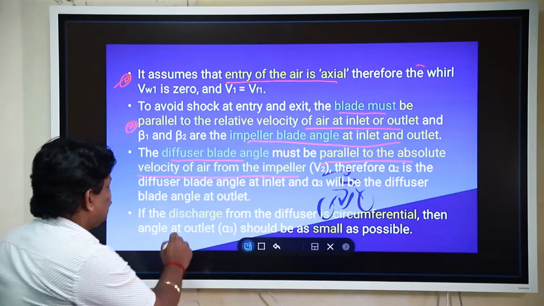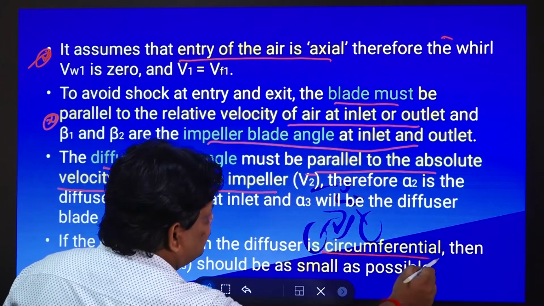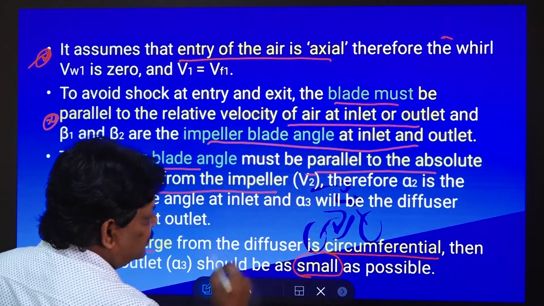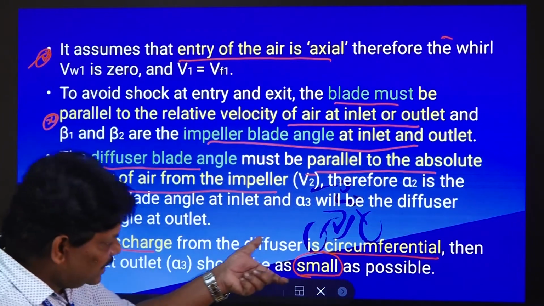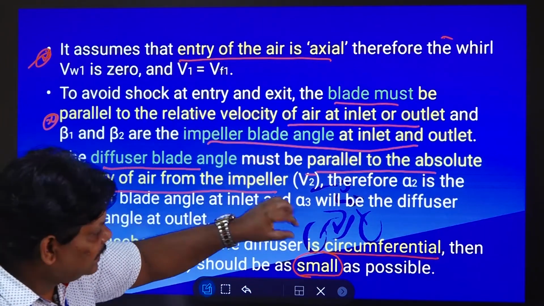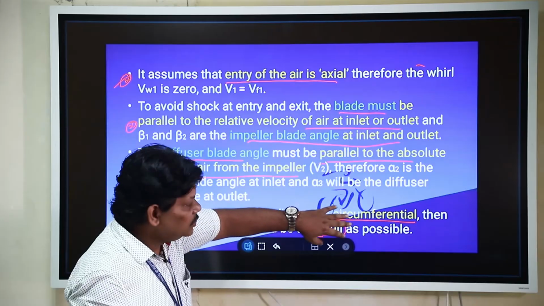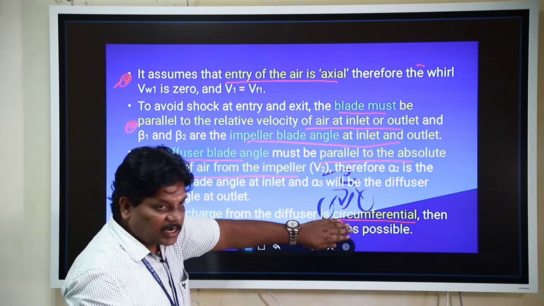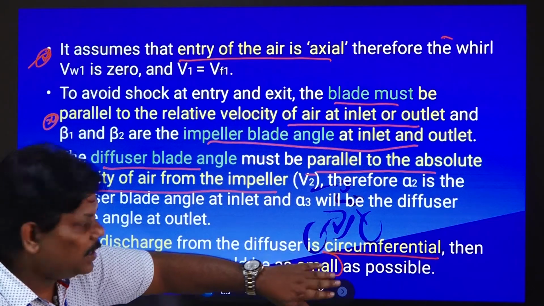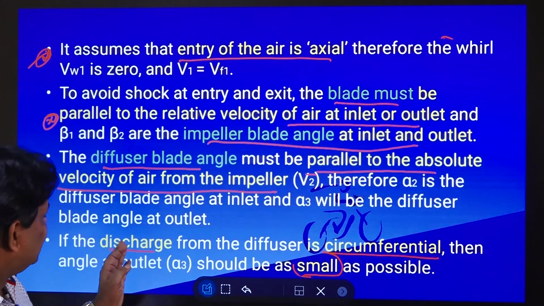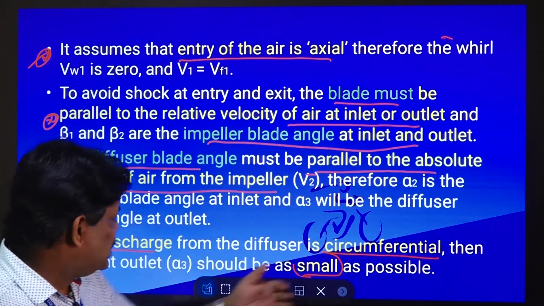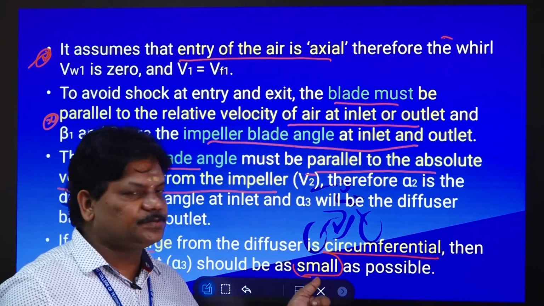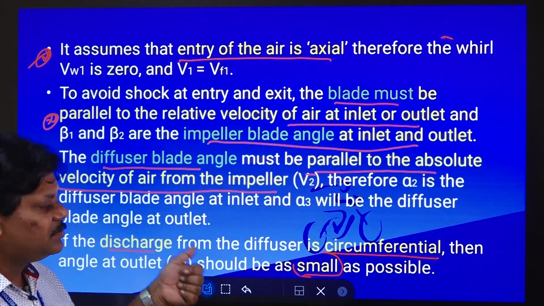And if the discharge from the diffuser is circumferential, then the angle at the outlet should be as small as possible. Sometimes you may get a statement like this for the centrifugal compressor, that this may be larger. You have to study this, so that you know the statement is wrong if it is given as larger. Actually it is very small. Only when there is a smaller angle will the discharge from the diffuser be circumferential. It is a condition.